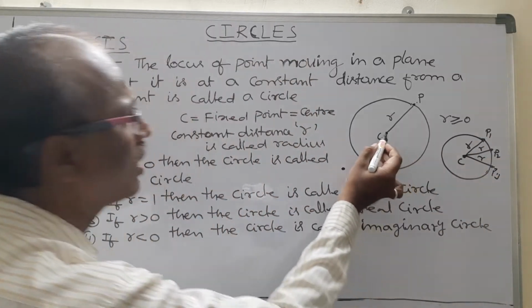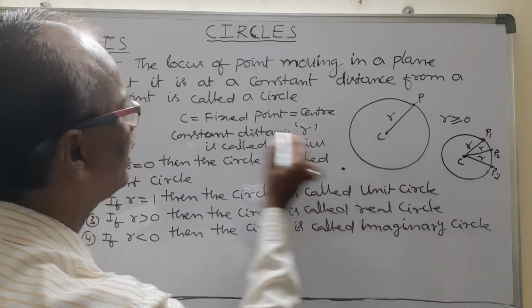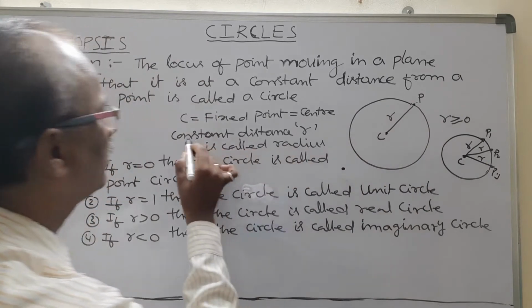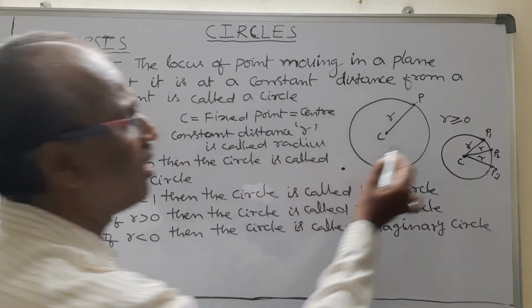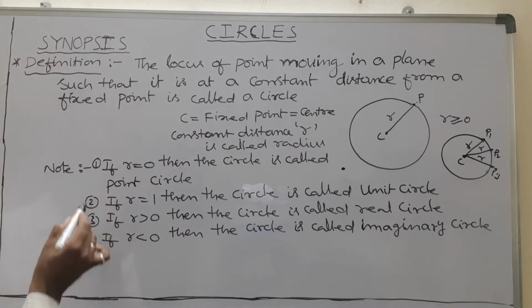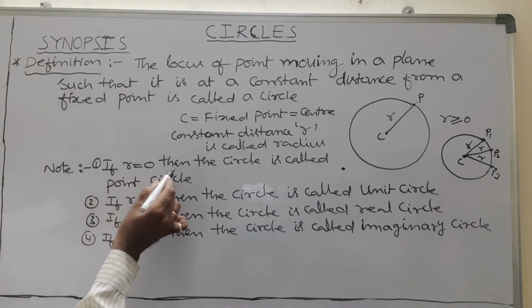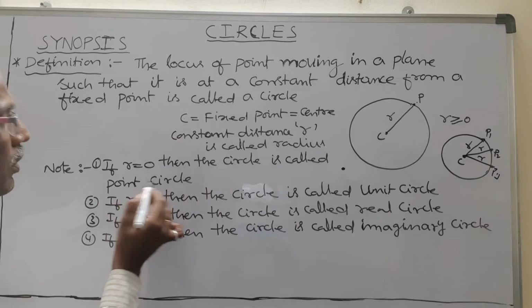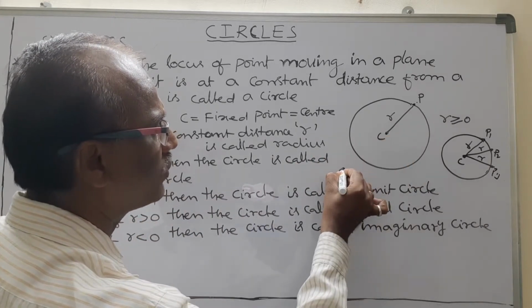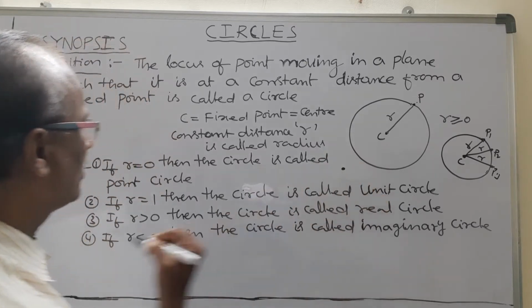Here the constant point, this fixed point, is called the center. And the constant distance is called the radius R. R is always greater than or equal to 0. Here are some points. First one, if R equals 0, then the circle is called a point circle. If R equals 0, then only the center is formed. This is called a point circle.